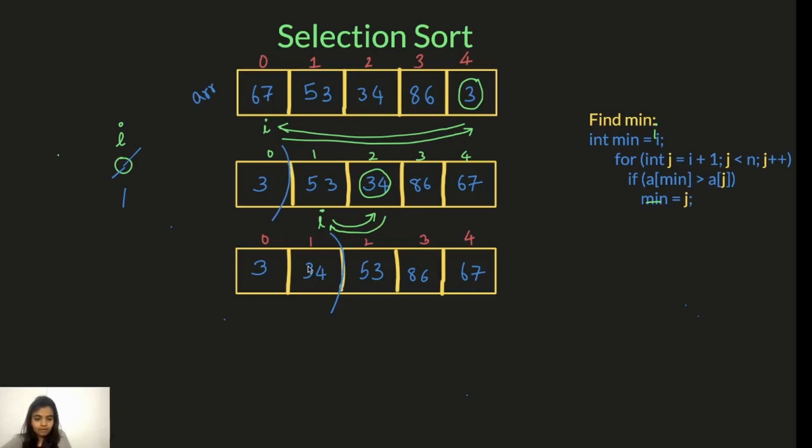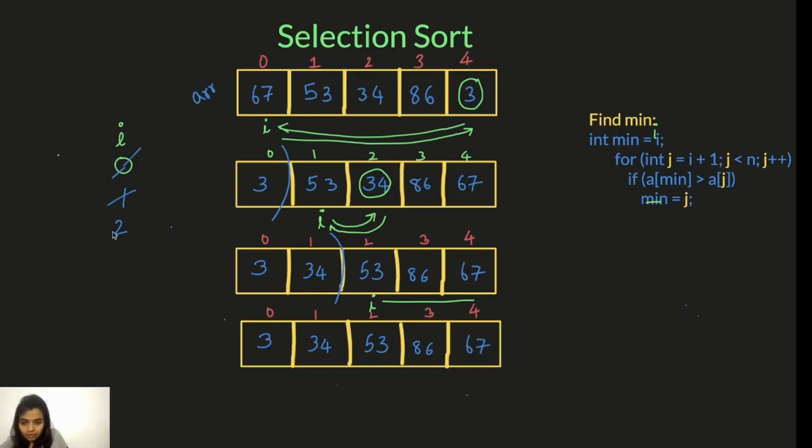Alright, now we'll increment our I. Now I becomes 2. So now I comes over here. Now we find the smallest in this part of the array. Okay, so what's the smallest here? 53. So in this iteration, nothing will happen to the values, it will remain the same. I'll show you what happens to the array after this. So now we'll go to the next iteration.